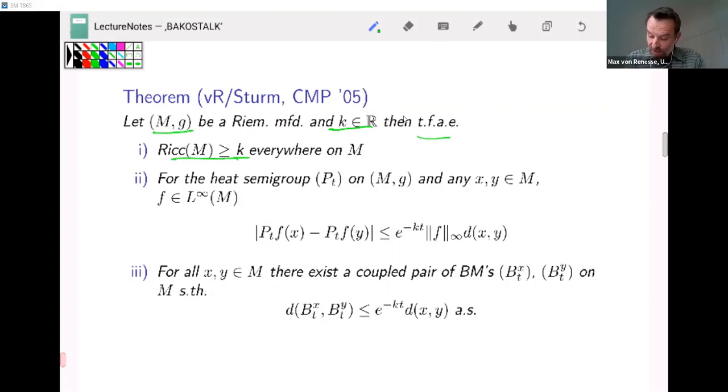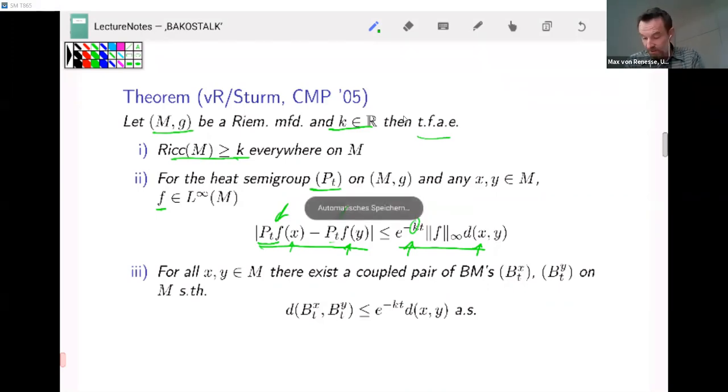That's equivalent to saying that the corresponding diffusion semigroup, the semigroup which is induced by taking expectation with respect to Brownian motion, has the following Lipschitz smoothing property. Namely, you evaluate the heat semigroup on a test function f from L infinity, say, at two different positions, then this will be exponentially fast contracting towards zero if k is positive, say, where on the right-hand side you have the distance of the starting points, and here you have exactly this curvature bound. So you see that curvature has a very visible effect on the behavior of the heat semigroup, which is basically just the expectation of Brownian motion.